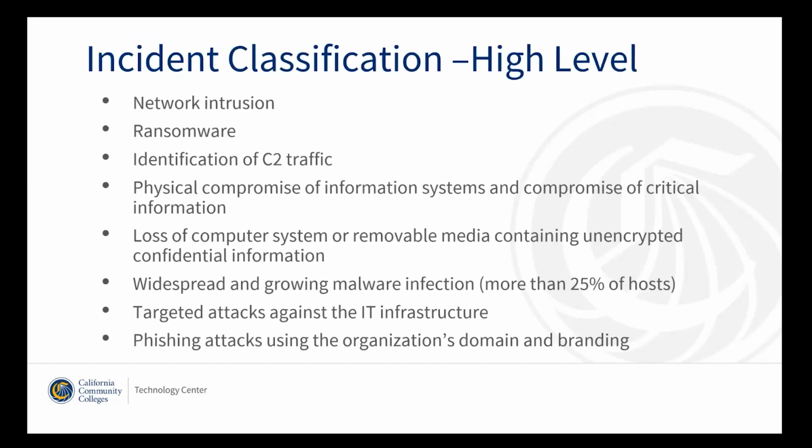So we'll go a little bit into what are incident classifications. The high level incidents are network intrusions, ransomware attacks, odd traffic going out of the organization. You could typically call it C2 traffic, physical compromise of systems, so if people get hold of internal systems or data or drives that aren't encrypted. Loss of computer system or removal of media. Unencrypted is high, and then we'll see what encrypted is later.